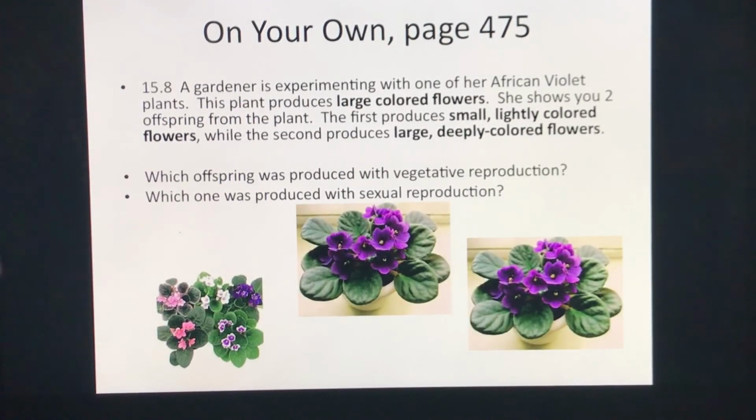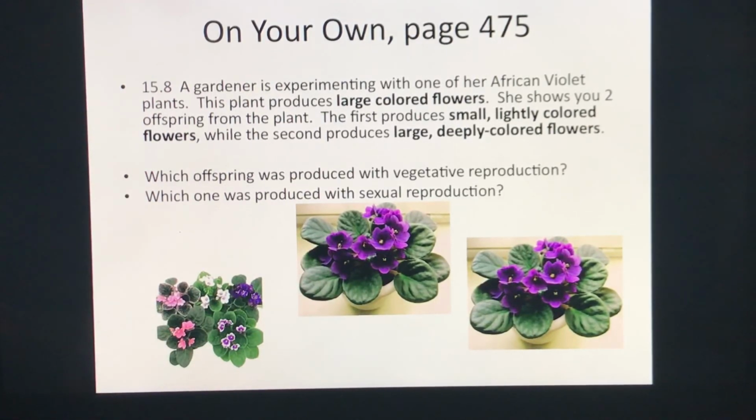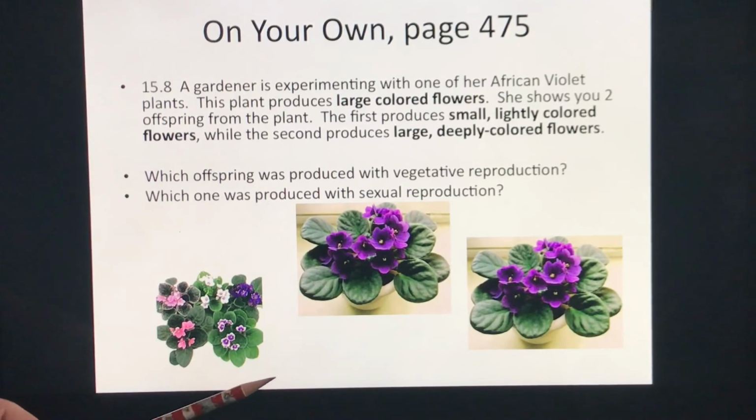Okay, so let's look at On Your Own, page 475. It says, a gardener is experimenting with one of her African violet plants. The plant produces large colored flowers, so this is supposed to be the parent plant. She shows you two offspring from the plant. The first produces small, lightly colored flowers, while the second produces large, deeply colored flowers. Which offspring was produced with vegetative reproduction, and which one was produced with sexual reproduction?